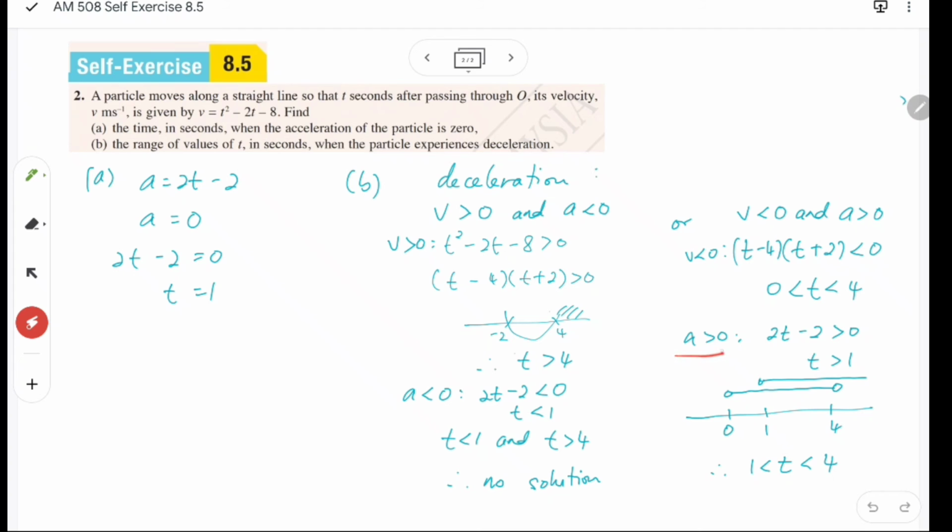Then when a greater than 0, 2t minus 2 greater than 0, t greater than 1. So we have two solutions here and we put them on the number line. First condition, t is from 0 to 4. Second condition, t must be greater than 1. From this, we see the intersection of the two conditions. Therefore, our t is from 1 to 4 when the particle experiences deceleration. Thank you.